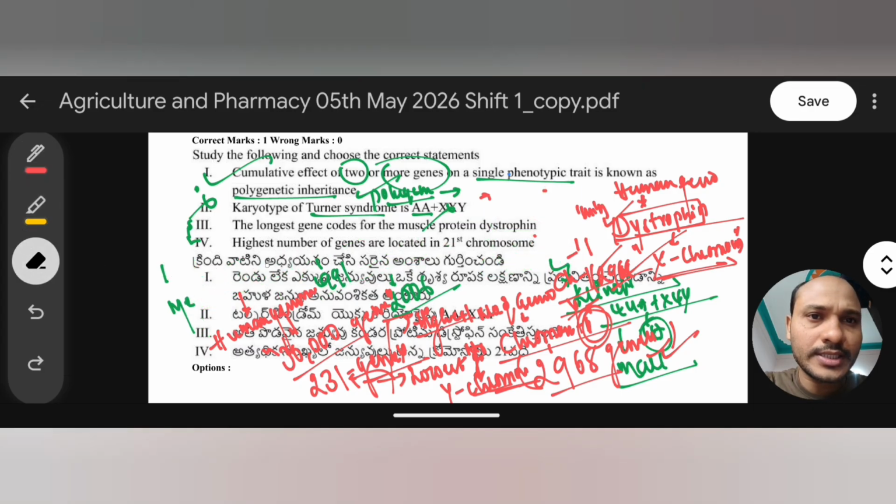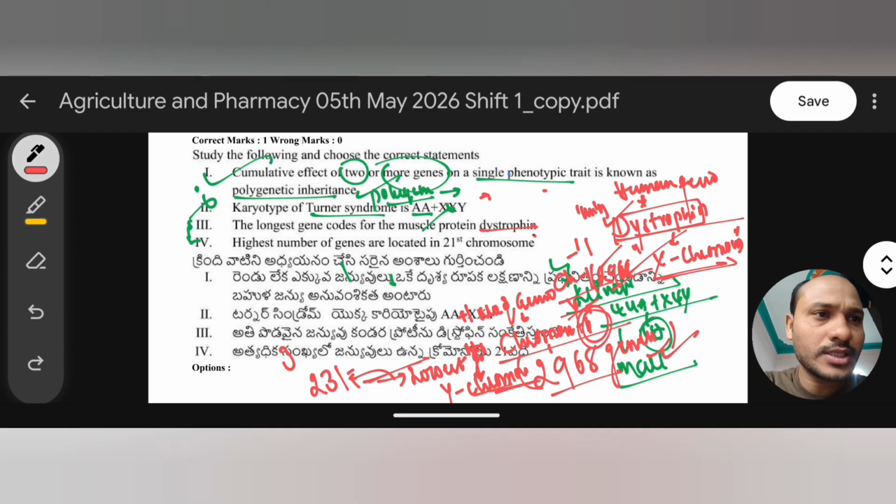So let's analyze the third statement. The longest genes code for the muscle protein, that is dystrophin. Yes, this statement is right. Dystrophin is the known largest gene, which is present on which chromosome? The X chromosome. So this third statement is the right statement.